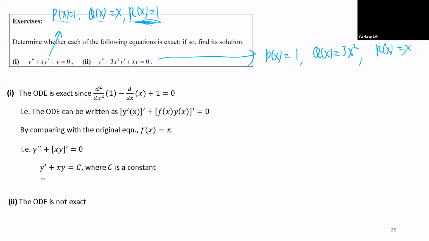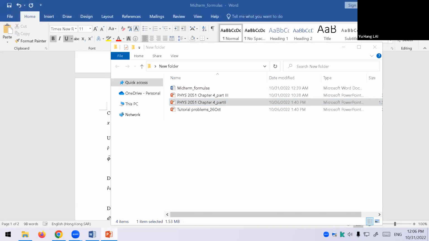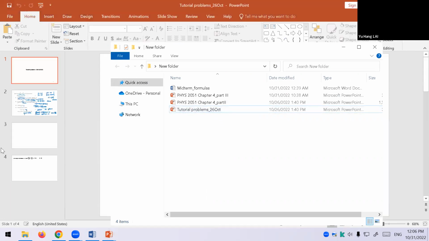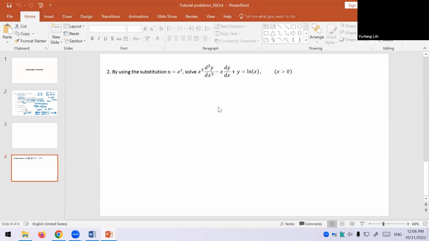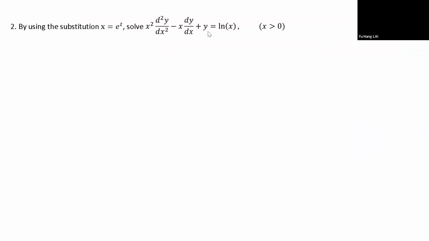Okay, so next we'll move on to a very brief discussion of even higher order ODEs. But before that, I would just like to go back to one of the tutorial problems that we did not do last Thursday. We did not have enough time to do it last Thursday, so I just want you to try this one.